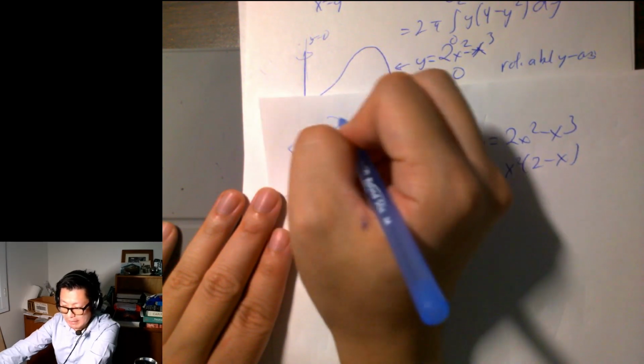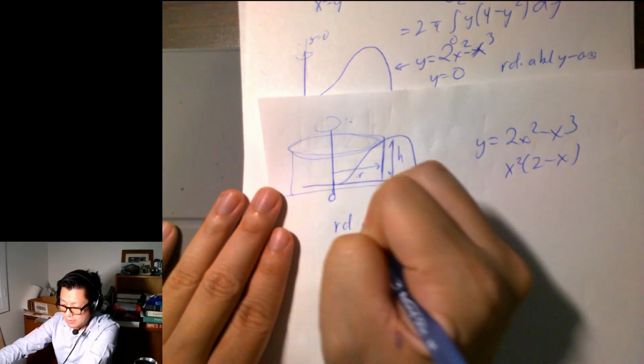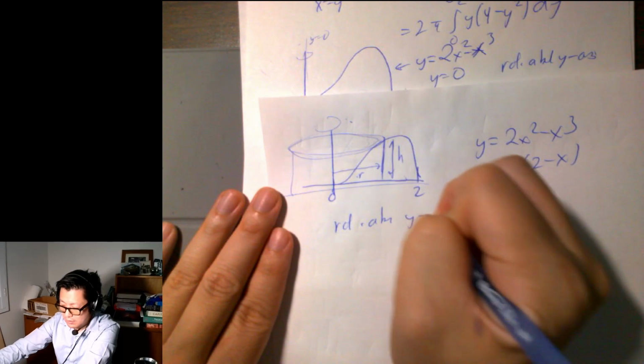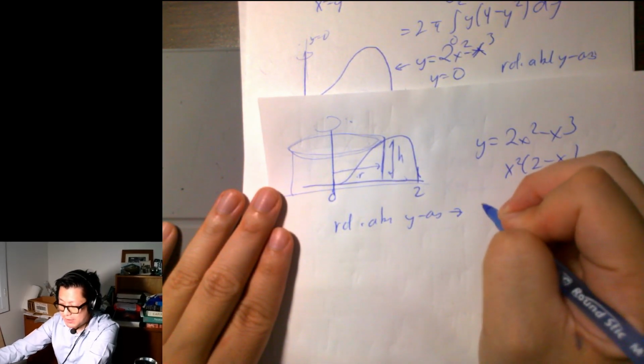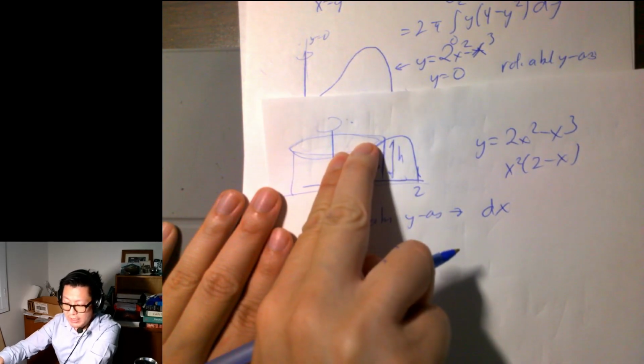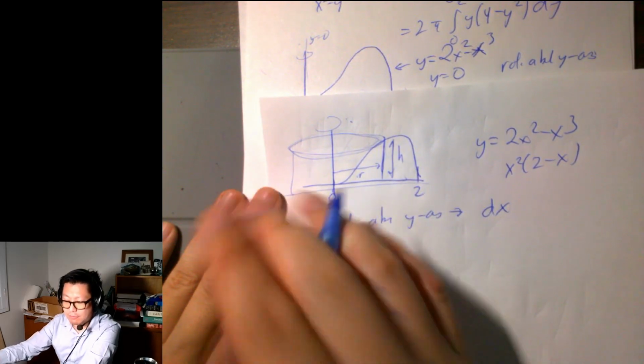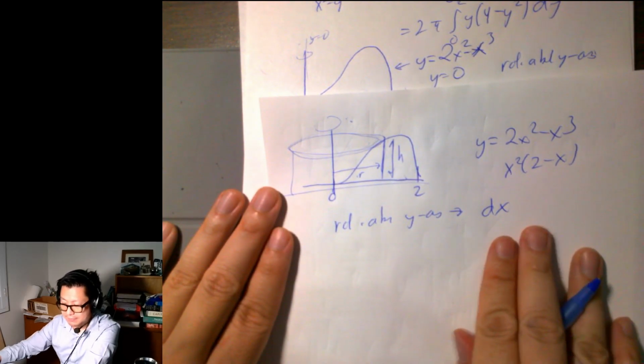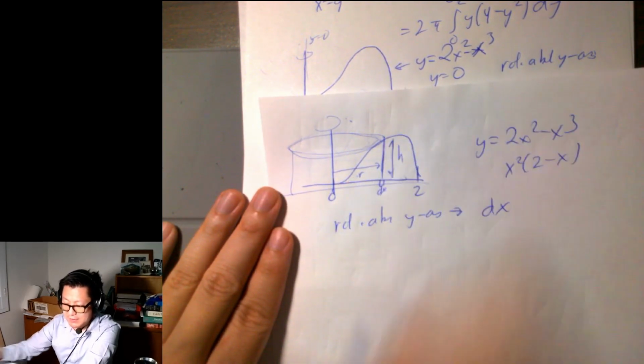Now it's rotated about the y-axis. Remember, that's going to be dx. It would be dy if it were disk or washer, but it's reversed for shell, dx. Because again, that little thickness, dx.